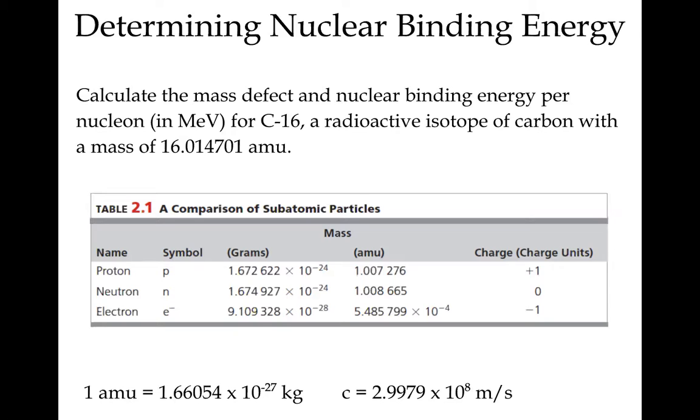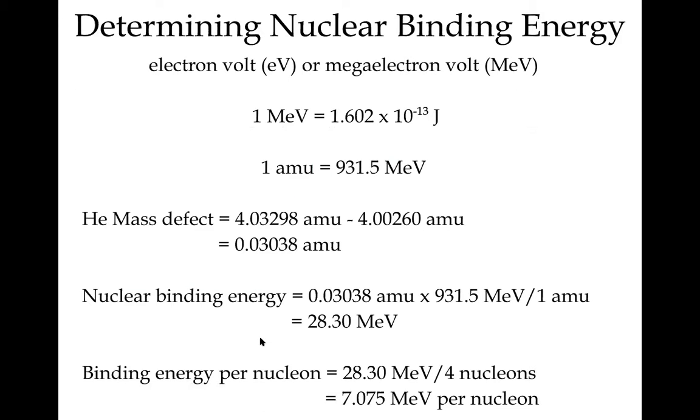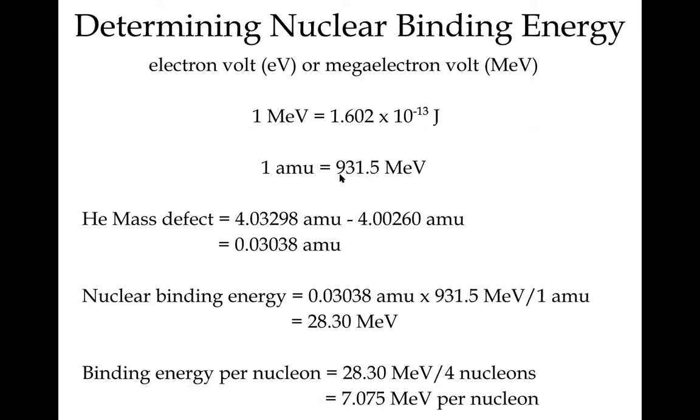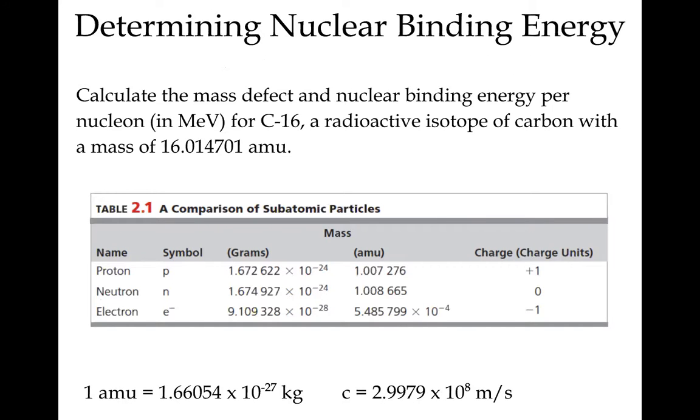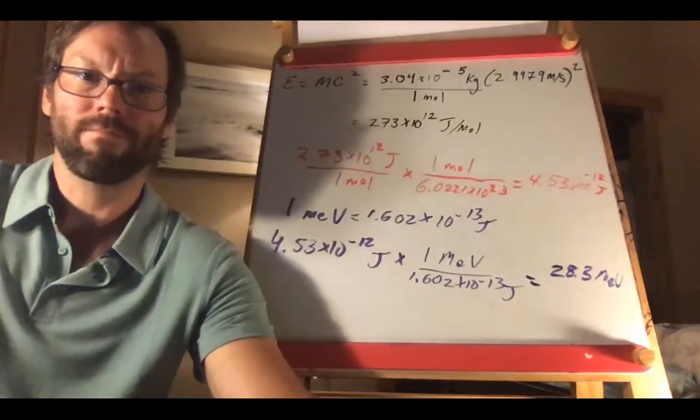Here, I don't know why I have the speed of light. It must be just a carryover from the last one. But if we look here, what's that conversion factor? 1 AMU equals 931.5 mega electron volts. So that's the conversion factor to go from AMU to mega electron volts, and then that's it. So pause it, see what you come up with, and then we'll see if it jives with what I come up with.